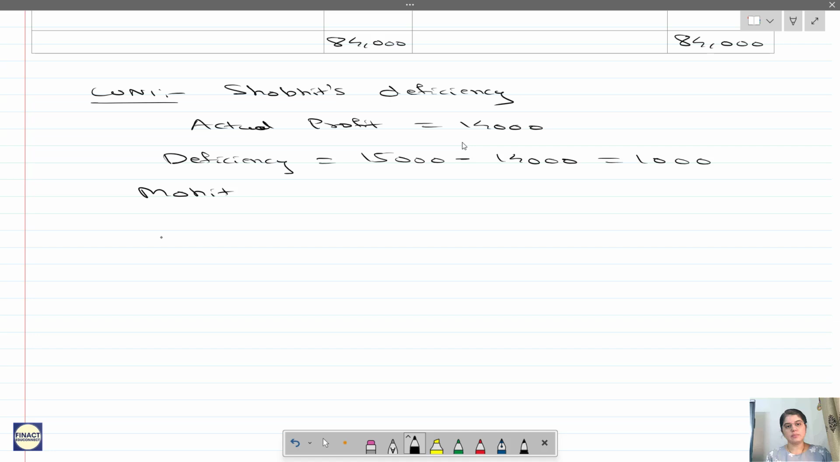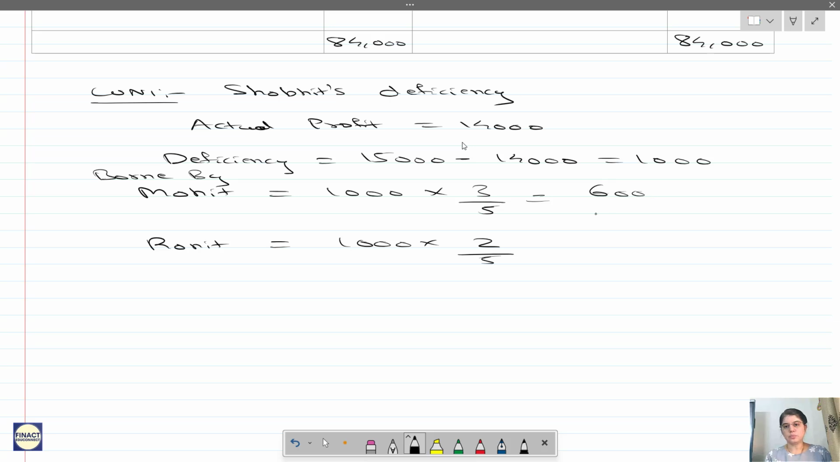So it's Mohit and Ronit, borne by Mohit and Ronit in the ratio of 3:2. So 1,000 into 3/5, correct? This 5 is 3 plus 2, and 1,000 into 2/5. So this comes to 600 and 400. So we have to reduce 600 from Mohit, 400 from Ronit and add 1,000 to Shobit.